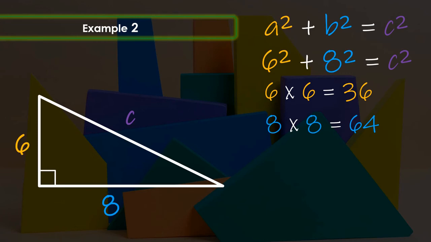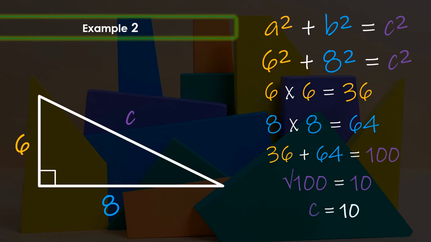And then do you remember what we're going to do with 36 and 64? You're right, we're going to add them. So 36 plus 64 is going to give us 100. That is a big number. But don't worry because we're going to make it smaller by square rooting it. And it's going to give us 10. So basically, we found the hypotenuse. The hypotenuse is 10, which is side C.